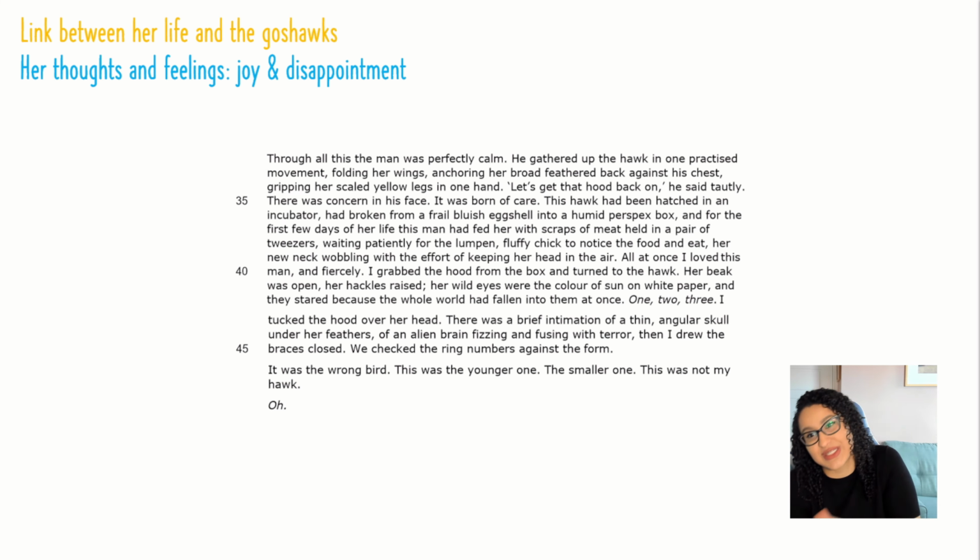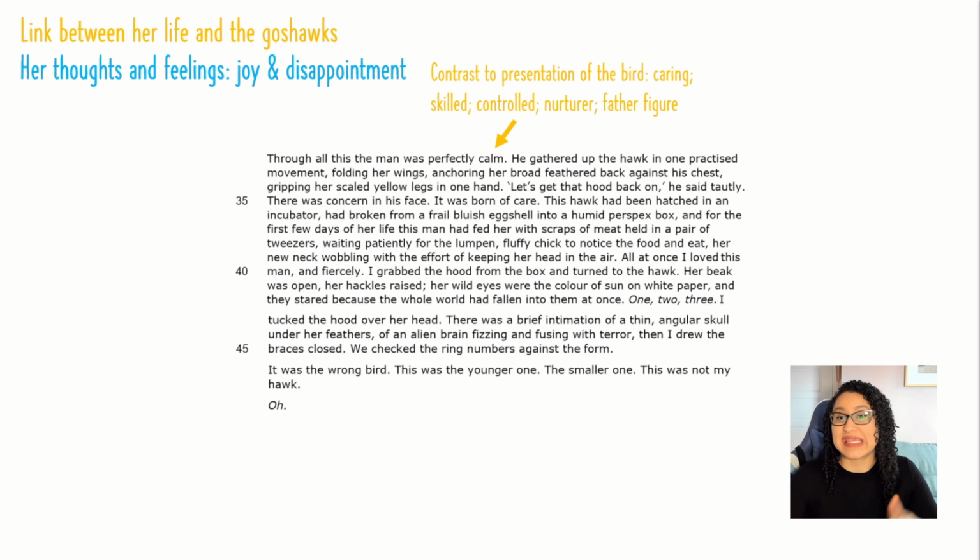So perfectly calm, that adverb perfect, obviously the controlled connotations, the skilled connotations of calm. The adjective practiced movement, the dynamic verbs that describe the skill with which he puts the birds away, folding her wings, anchoring her broad feathered back, gripping her scaled yellow legs. That lexical field of dynamic verbs really showing his skill.